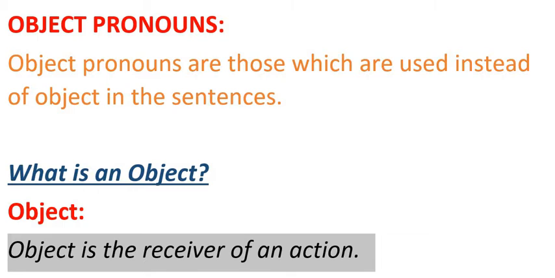If I'm going to give an example: if the teacher punishes a student, who does the action? The teacher. Who receives? The student. I'm going to say that the teacher punished him. Who is him? Him might be Mark, John, or anyone else. But the main point is that he receives the action. So I say the teacher punished him.